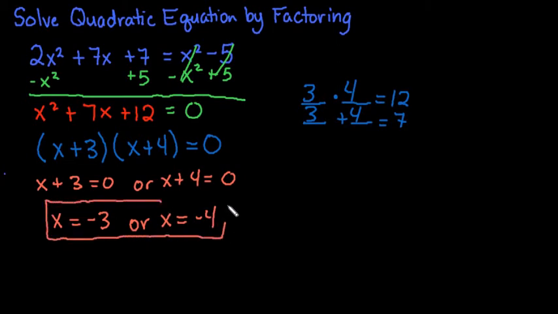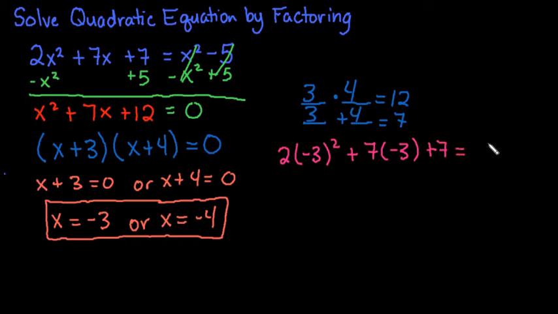As always, you want to make sure that you check your work. If we plug them back into the original equation, we would have 2 times -3 squared plus 7 times -3 plus 7, and we're going to see if that equals -3 squared minus 5. On this side, when we square -3, we get 9, and 9 minus 5 does give us 4. So let's check the other side. On this side, -3 squared again is 9. 9 times 2 is 18.